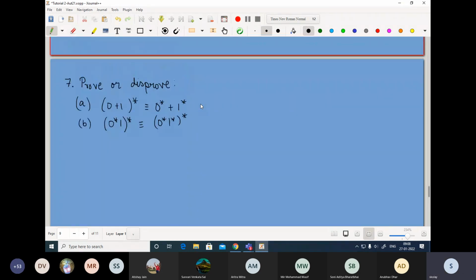Okay, so quickly, in 5 minutes we'll go through two more problems. So (0 plus 1) star is equivalent to 0 star plus 1 star. Is this true or false? Ma'am, false. Why? Ma'am, the string 0, 1, 0 would belong to the left hand side, but not the right hand side.